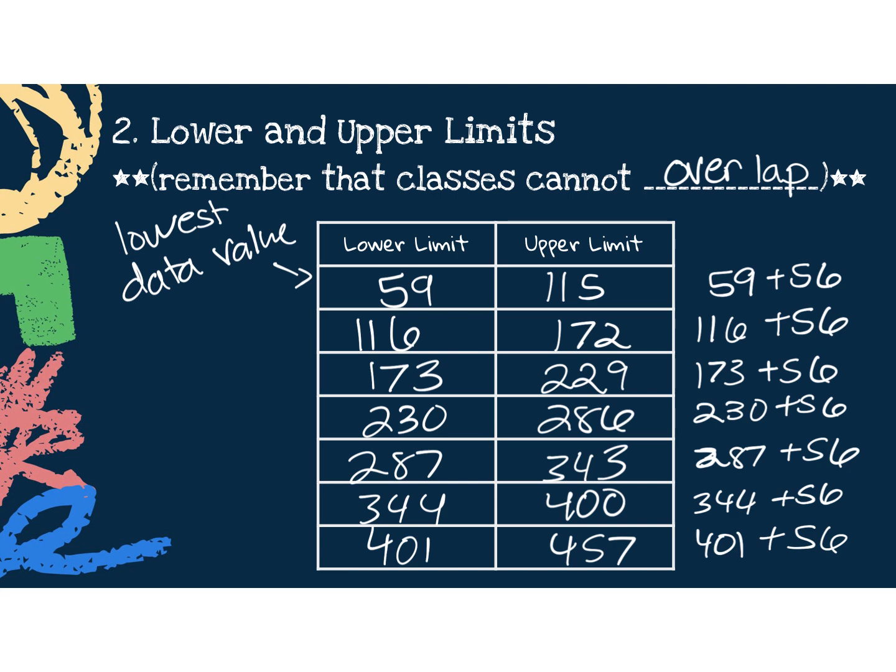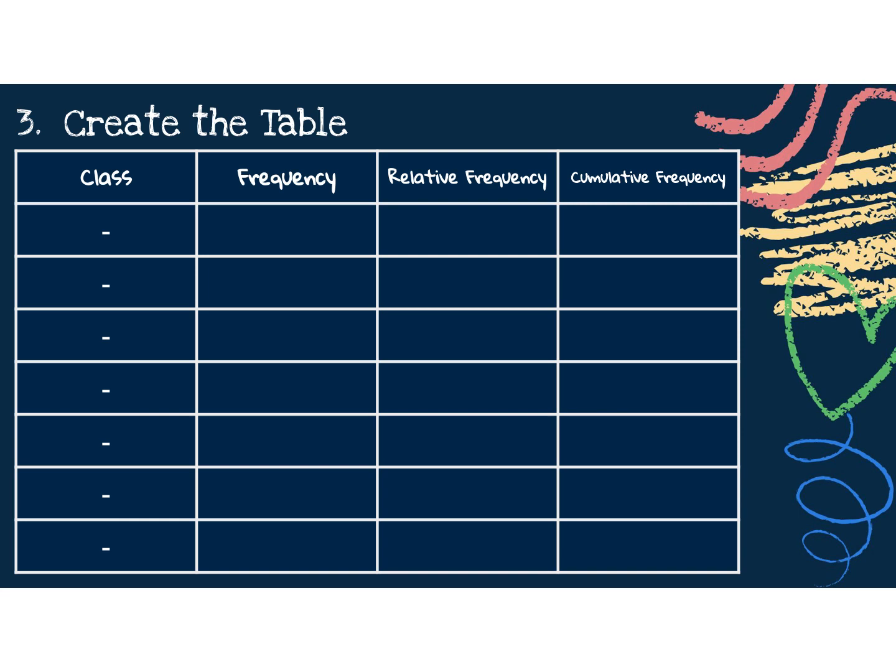Hopefully you got a chance to fill up your upper limits and lower limits. Here are the answers for you to check yourself. And we're going to use these lower and upper limits to fill out our frequency table. So we fill in our classes. And what we're going to do next is we're going to take the information from above and we are going to count the frequencies for all of our classes.